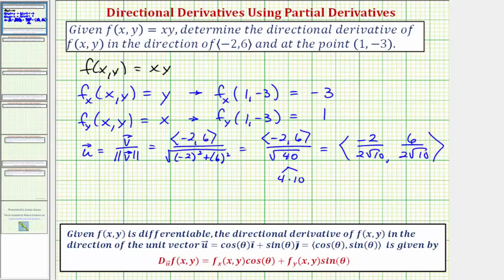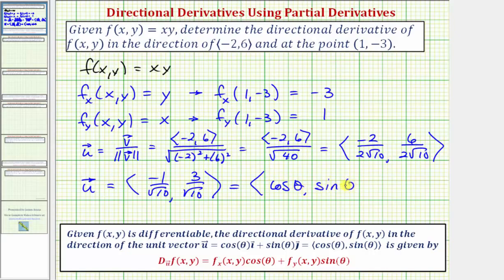And now we'll go ahead and simplify these components. Remember, because this is a unit vector, the x and y components are going to give us the value of cosine theta and sine theta. So we know the unit vector in the direction of the given vector would have an x component of -1 divided by square root 10, and a y component of 3 divided by square root 10, which again is equal to cosine theta, comma sine theta.